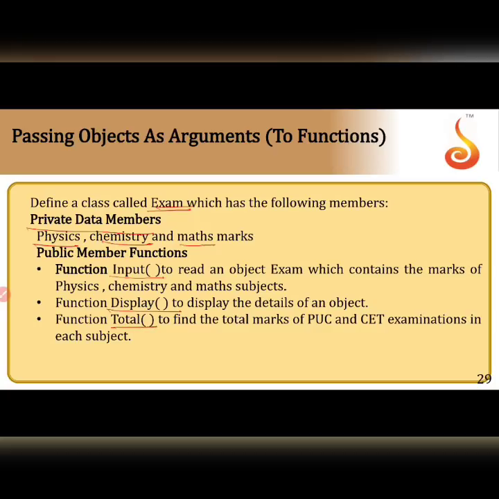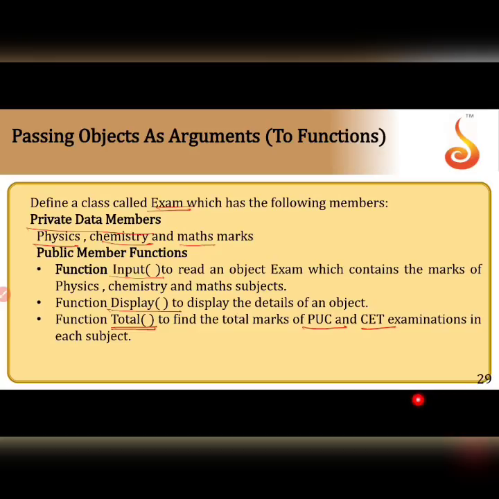Then I will also have a function called total. See, here I will be taking marks of 2 examinations. One is PUC and one is CET. So, I need to take the PUC marks of physics, PUC marks of chemistry and PUC marks of mathematics, and I also have to take the CET marks of physics, CET marks of chemistry and CET marks of mathematics.